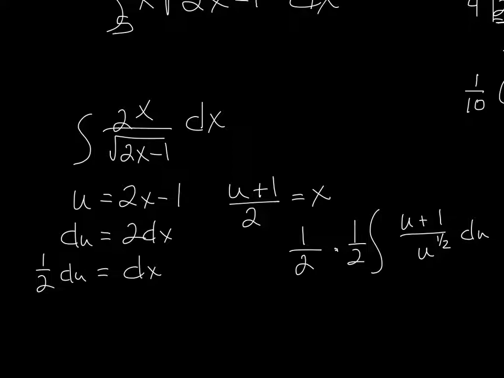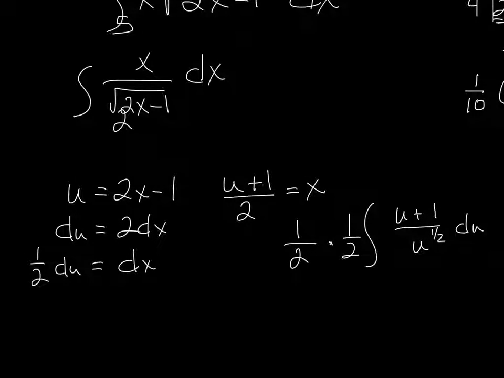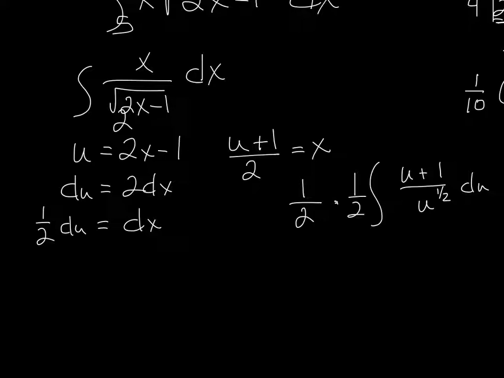Can we solve that? How do we do it, Iris? You separate it. So if I separate it, what am I going to have? u over u to the 1/2 plus 1 over u to the 1/2. Okay, good. And that simplifies to?